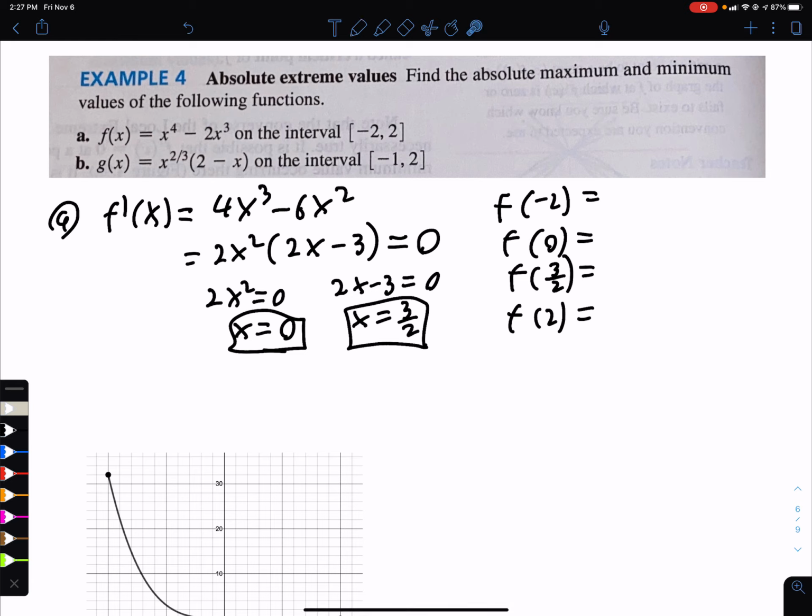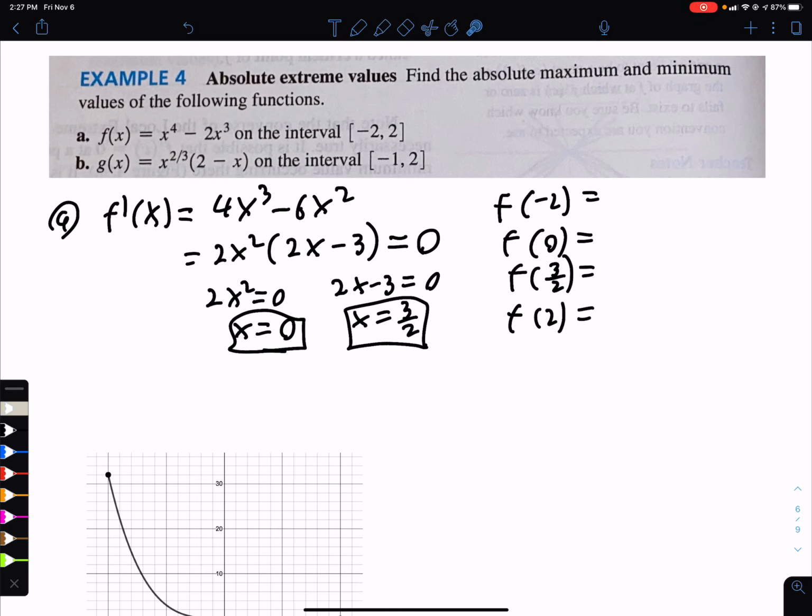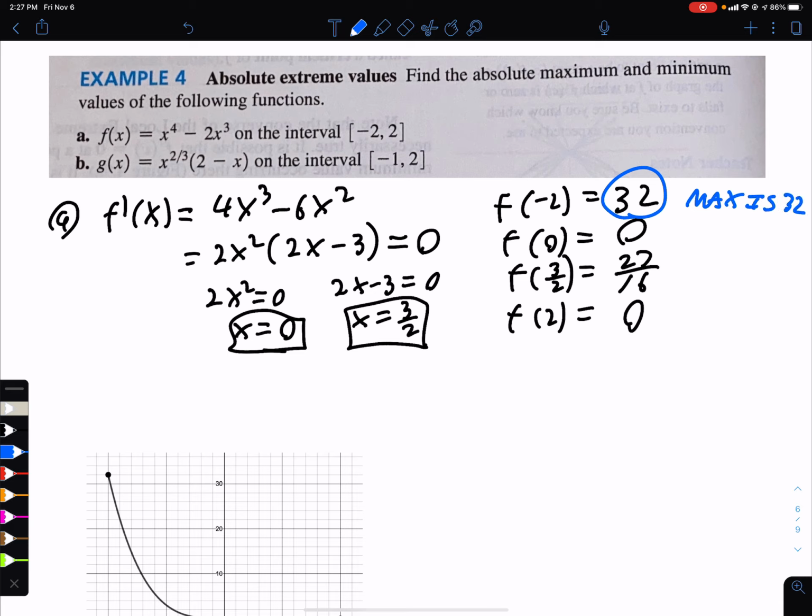Why do I plug it into the original function f? Because f tells me the y value. The derivative tells me the slope of the tangent line. The function tells me the y value. If I plug those in, magically, I know the answers are 32, 0, 27 sixteenths, and 0. What is the biggest value? 32. So the max is 32 and occurs at x equals negative 2. Where's the smallest value? 0. So the min is 0 and occurs at either 0 or 2.